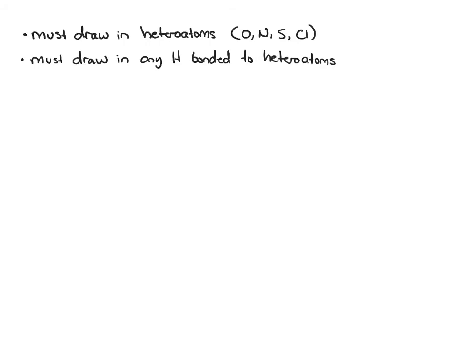A couple of other general rules. You must draw in heteroatoms. They can't be implied. You have to write them in. Heteroatoms are basically non-carbon and hydrogen atoms. Things like oxygen, nitrogen, sulfur, and the halogens. Second thing is that you must draw in any hydrogen bonded to heteroatoms. So for example, let's take a look at ethanol.